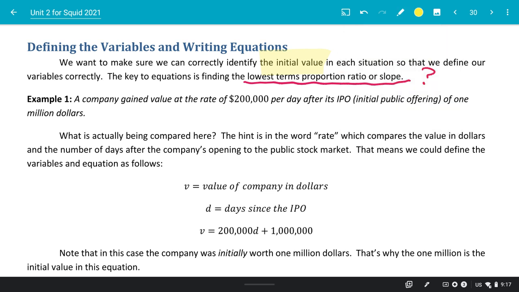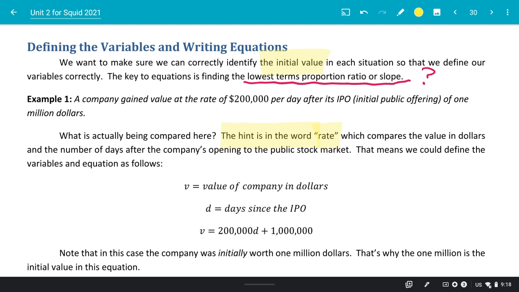Example 1: a company gained value at the rate of $200,000 per day after its IPO, initial public offering, of $1 million. What is actually being compared here? Hint: the hint is the word rate, which compares the value in dollars and the number of days since the company opened to the public stock market.